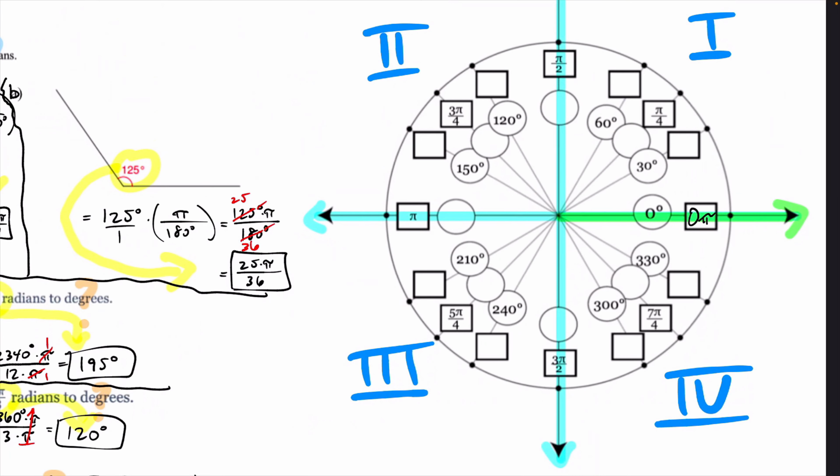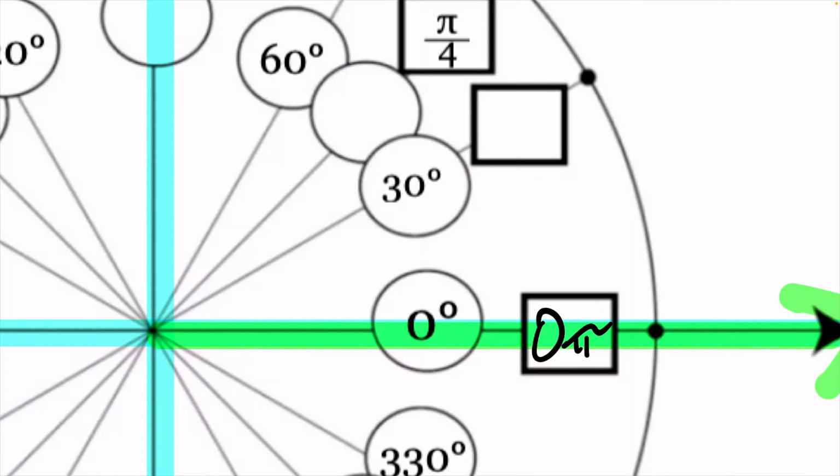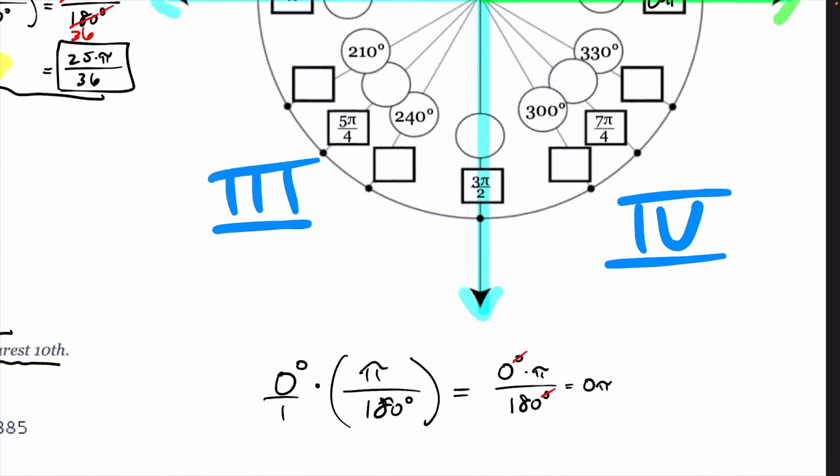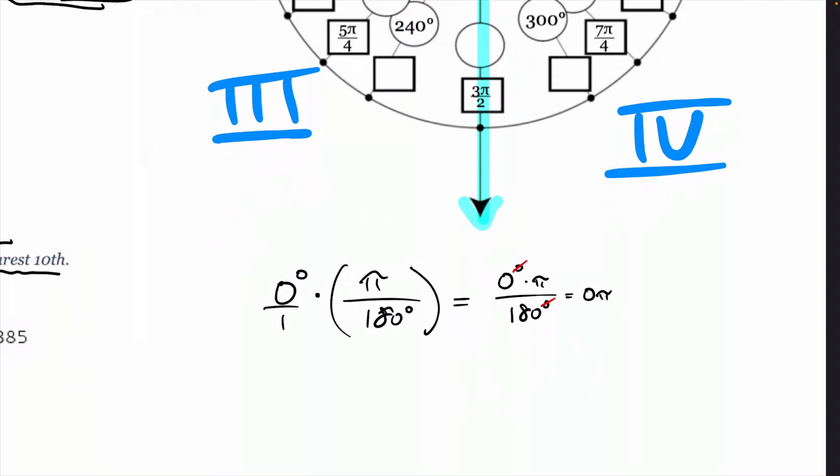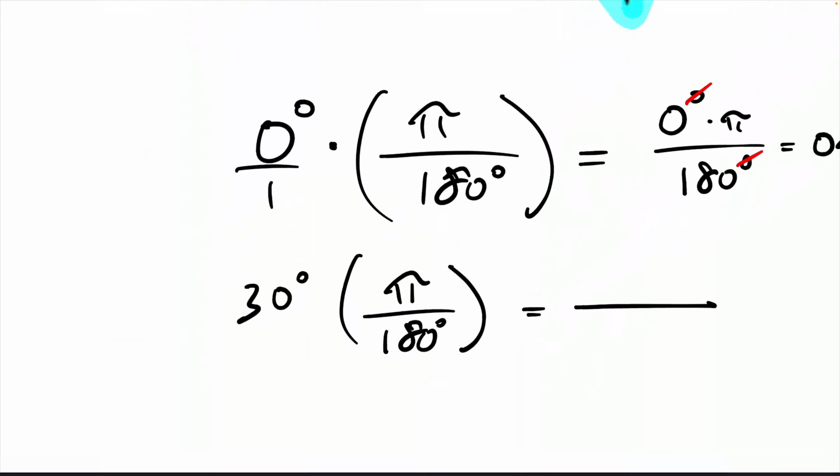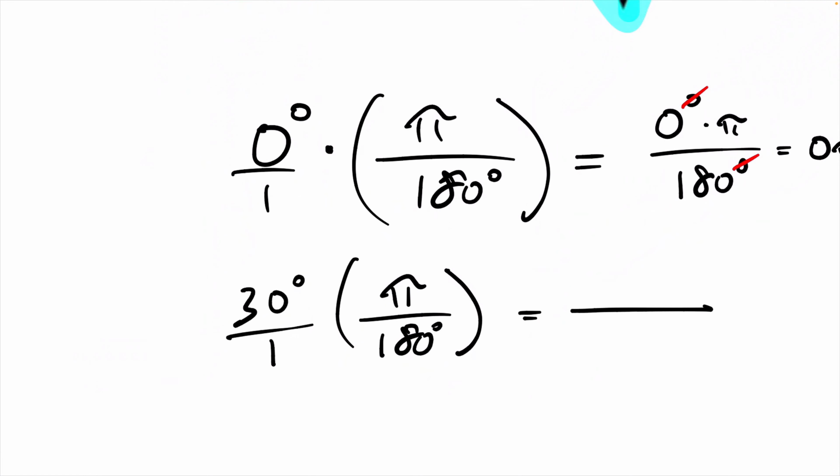Any of them you want me to do? The next one right above it. Next one, 30? Sure. We're looking for an empty box. That means I need a radians. So I'm going to use this guy here. So 30 degrees times pi over 180. Okay. Turn 30 into a fraction.